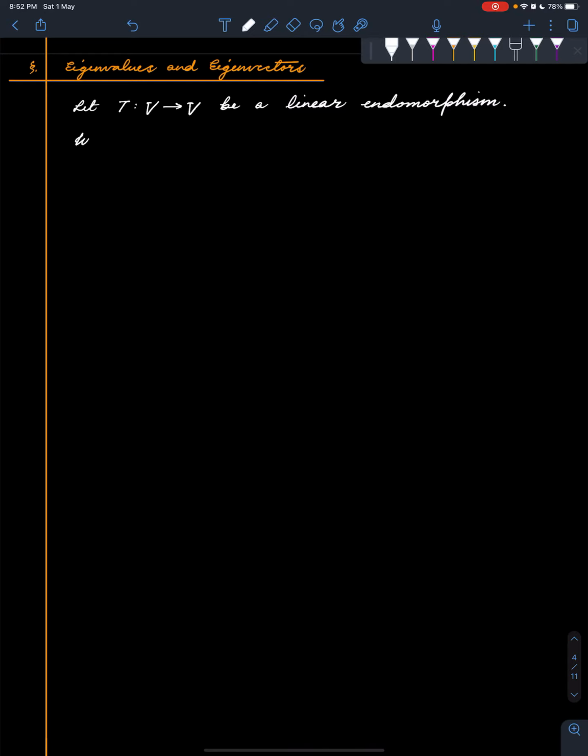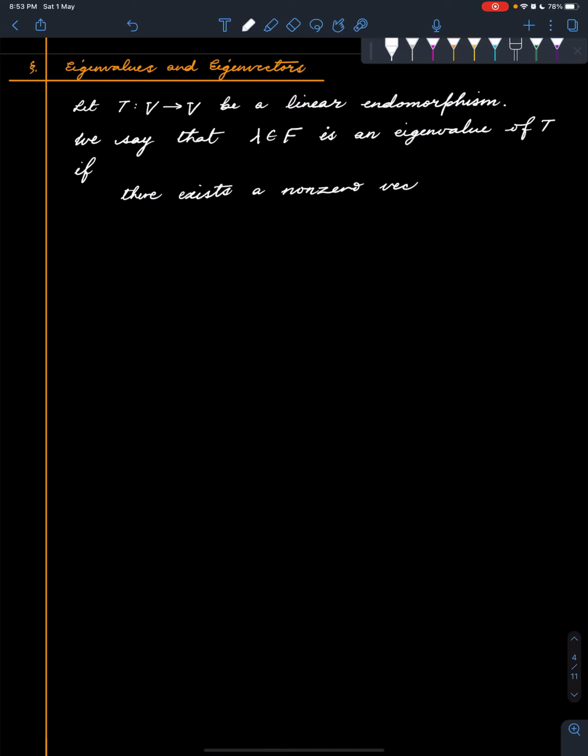We say that a scalar lambda in F is an eigenvalue of T if there exists a non-zero vector V in the vector space such that TV equals lambda V. So please take note of this non-zeroness, it's very important.